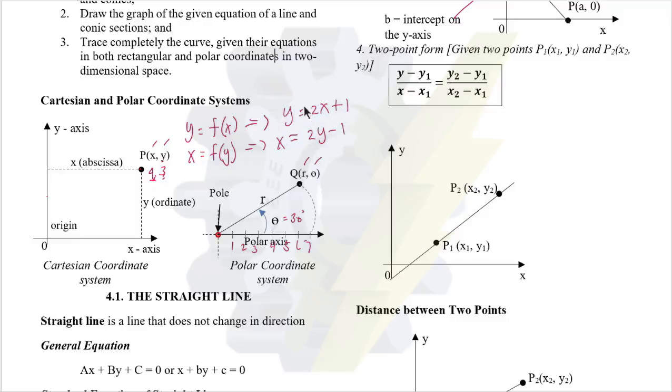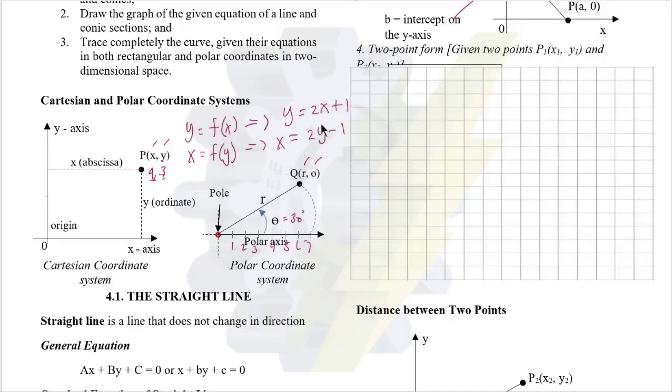So paano ba mag-plot ng mga ganito? So basically, mag-assign kayo ng mga value dun sa x o di kaya sa y. Pwede rin i-solve yung intercepts. Yung intercepts, meron tayong dalawa, x at y intercepts. Yung x-intercept, yun yung value ng x kapag 0 yung y. Okay? Yun namang y-intercept, that is the value of y if x is 0.